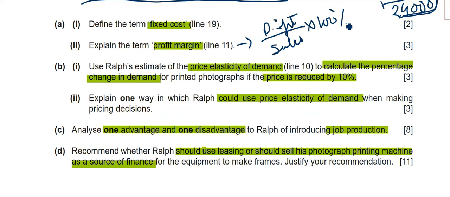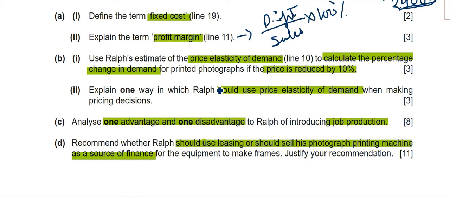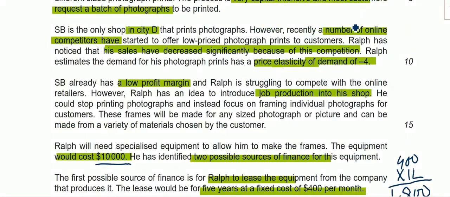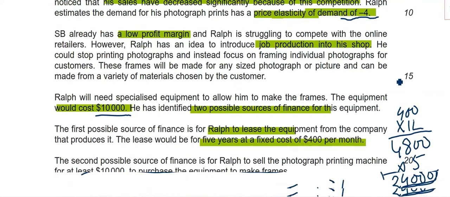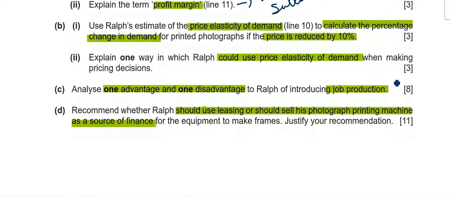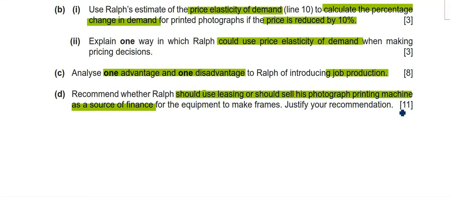Moving on to part B1, use Ralph's estimate of the price elasticity of demand to calculate the percentage change in demand for printed photographs if the price is reduced by 10%. Now above, when we were reading the data, we had this information that mentioned that the price elasticity of demand is -4, and over here they have given you that the price is being reduced by 10%. So in this question they have already given you the value for PED.